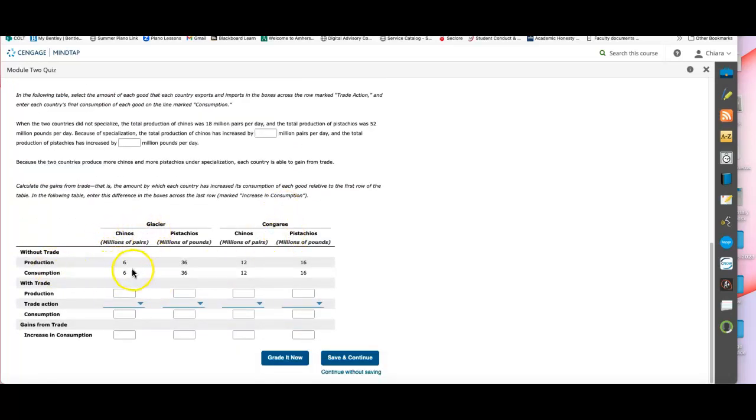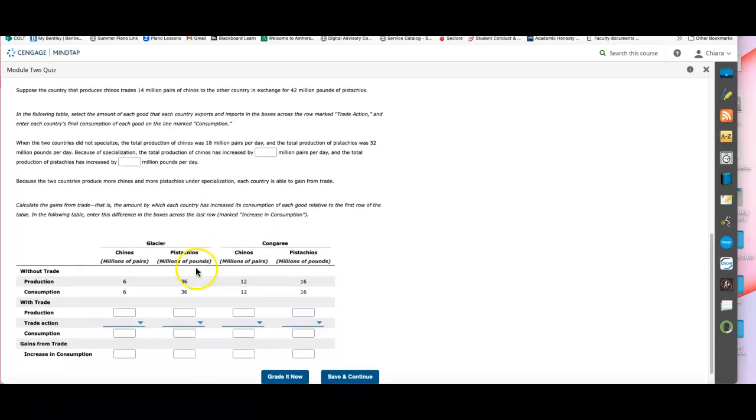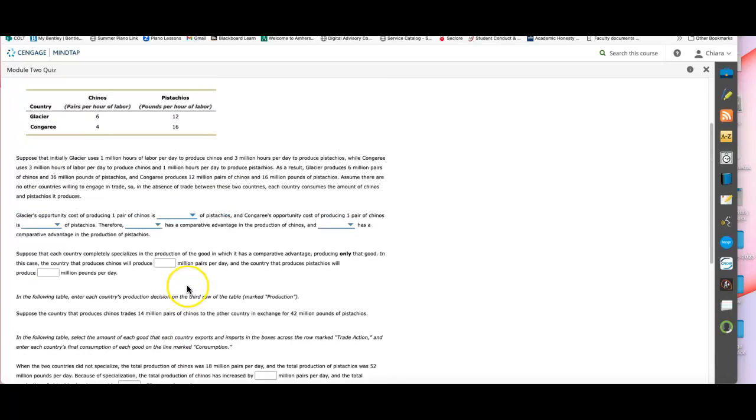Glacier will produce and consume 6 million pairs of chinos and 36 million pounds of pistachios, versus 12 million pairs of chinos and 16 million pounds of pistachios for Congaree. So you don't have to calculate anything. It's just telling you that if it dedicated 1 million versus 3 million hours to the production of each, this is what the result would be. But now the countries have decided that they could trade, right? So first of all, what should they trade? Who has the lower opportunity cost for chinos versus pistachios?